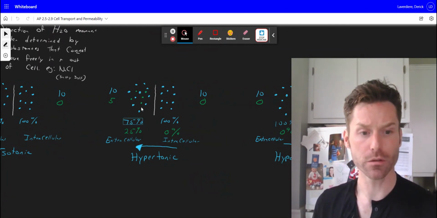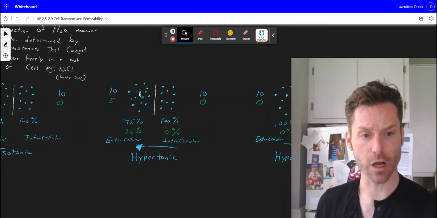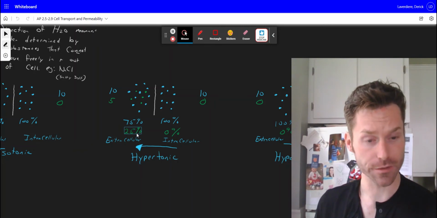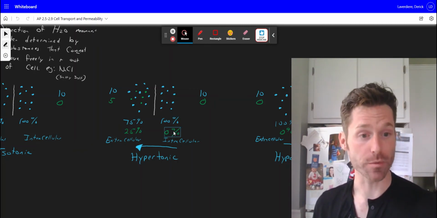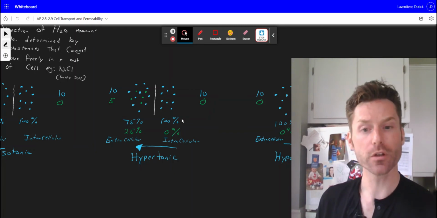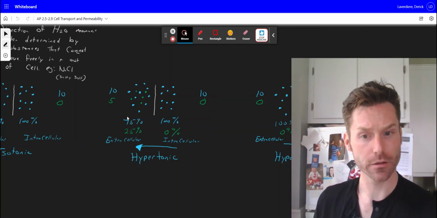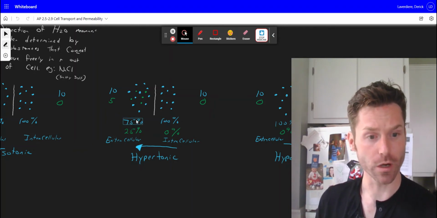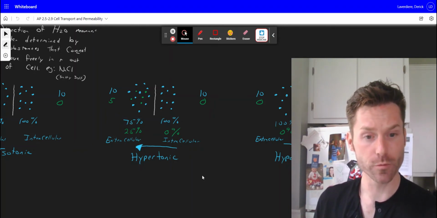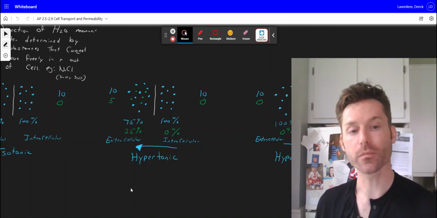And so now my external environment is 75% water and 25% salt, where my internal environment is 100% water and 0% salt. Okay? So we're looking at the concentration of water. And I have a high concentration here and a lower concentration here. So the water is going to move out of the cell, right?